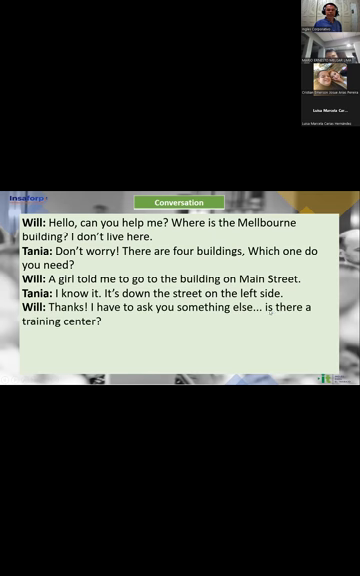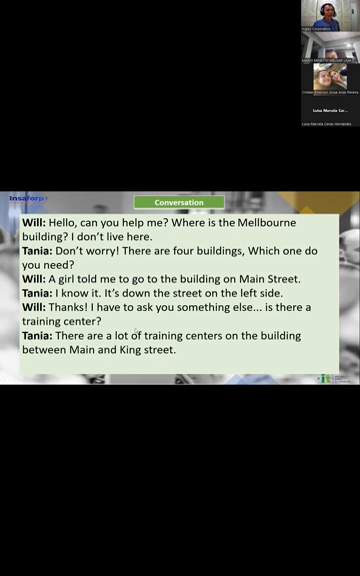And we'll say, thanks. I have to ask you something else. Is there a training center? Centro de capacitación, right? And then he said, there are a lot, montón. There are a lot of training centers on the building between Main and King Street. So there are two streets, Main Street and King Street, right? And Will says, I have some interviews there. Entrevistas. Thank you again. Bye-bye.